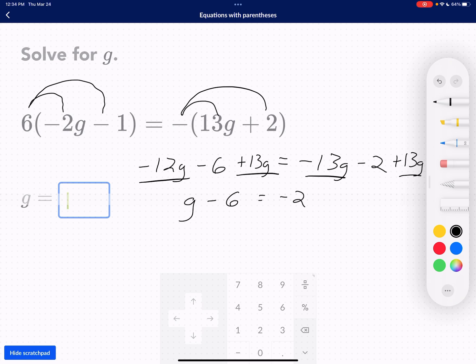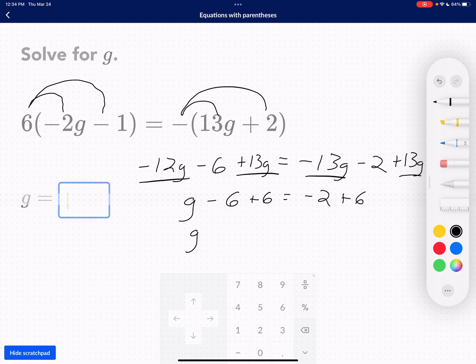All right, well, now I still have a -6 on the side with my g's, so I'm going to go ahead and add 6 to both sides. I like doing it on the same line to not have y'all think that there's something magical happening below. There's not. But again, I add 6 to both sides because I want this to happen. I want it to become 0.